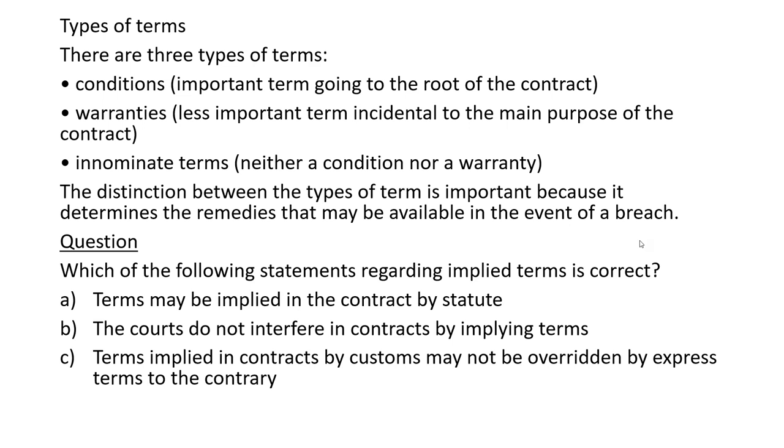In the case of innominate terms, where you cannot decide whether it is a condition or a warranty, the court will decide, and that will be decided on the basis of consequences. If the consequences of that term not being fulfilled are serious, then that term will become a condition, and in that case you can discharge the contract and sue for damages as well. And if the consequences of the innominate term not being fulfilled are not serious, they are trivial, then it becomes a warranty. And in the case of a warranty, you cannot discharge the contract, but you can sue for damages.